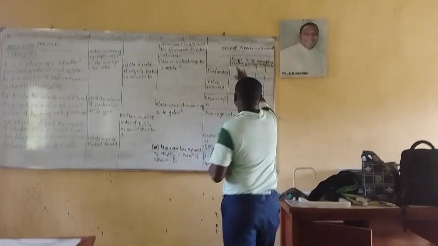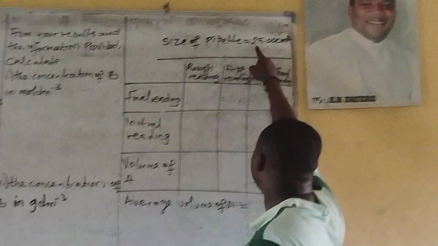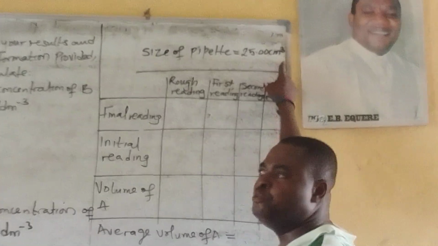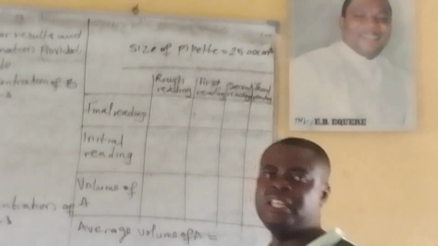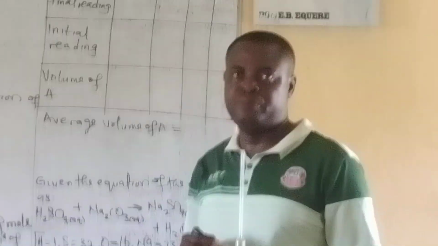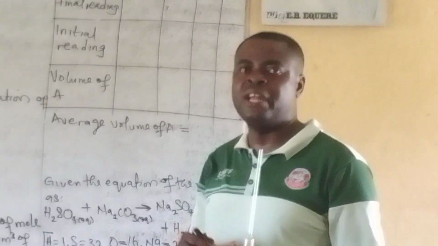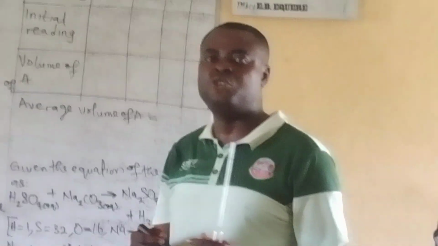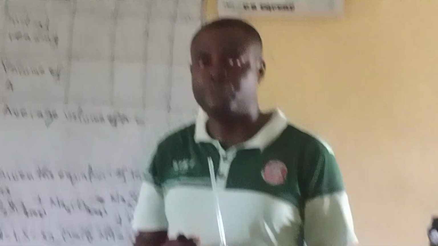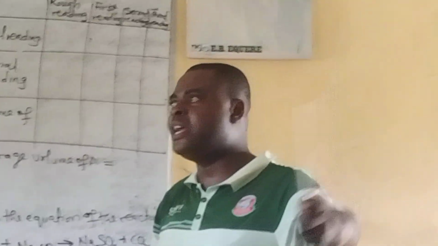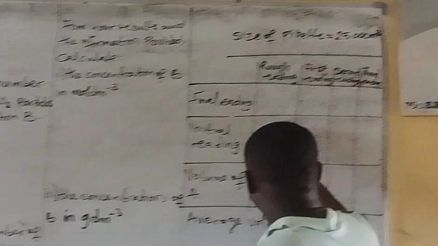You must always write it. Very important. Size of pipette equals 25.00 cm³ before you begin your titration. Because it will enable the examiner to know the kind of marking scheme to use to mark your script, whether the one where the pipette is 20 or the one where it is 25. So you have to indicate it there so that you don't confuse the examiner. Since I filled the burette to 0.00, my initial reading here will be 0.00. So now I'm through with that. I can come and titrate now.